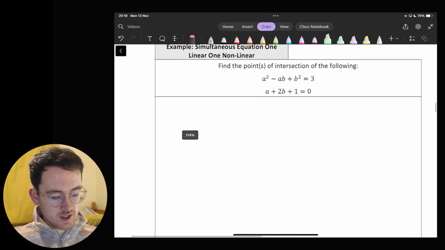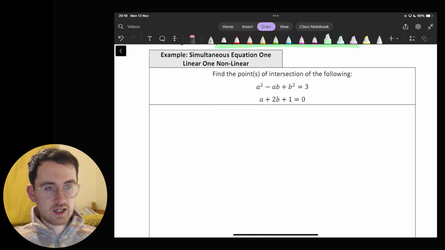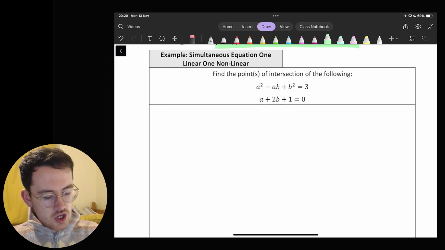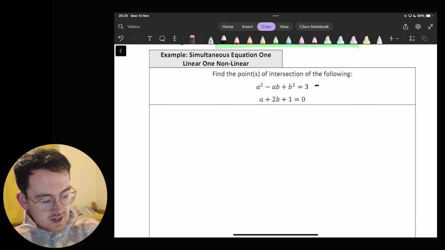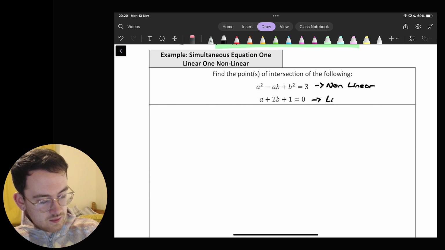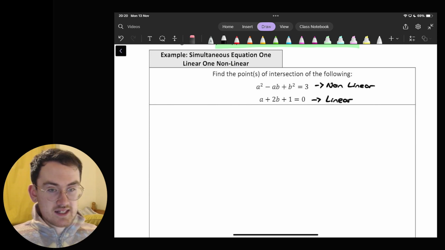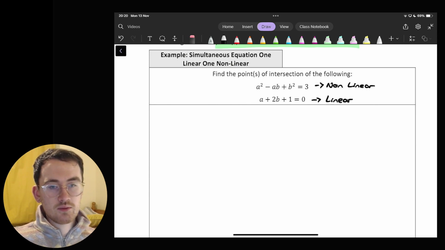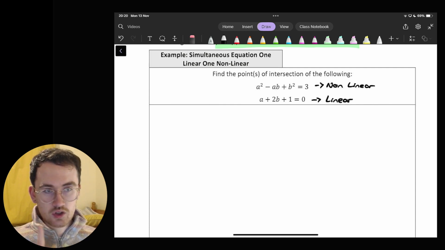So we have a squared minus ab plus b squared equals 3, and I have a plus 2b plus 1 equals 0. So immediately looking at that, I can identify that this is my nonlinear, and that's fairly clear to me because it has squareds in the powers, which I suppose by process of elimination makes this linear, but also we should know it's linear because the highest power of the variables is just 1.